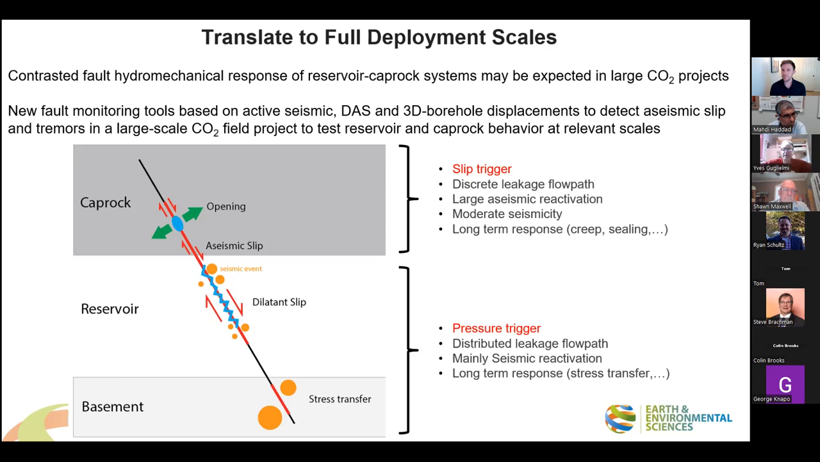In the reservoir, it's all the opposite, I would say, because the fault obviously may have, at least in the damage zone of the fault, an initial permeability. The pressure will certainly be the trigger. And this has some consequences. For example, in the first case, the leakage will only occur in some places where you have failure, so it will be more discrete. While in the reservoir, maybe because of the better connections within the damage zone of the fault, you will have a more distributed leakage.